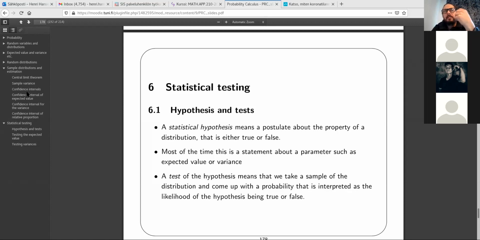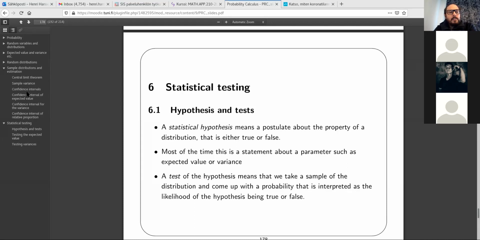It's not the same as 95% probability, because it says that if we have an expected value, then the confidence interval around that expected value, 95% of the time it will contain this value. And there were different versions of that.